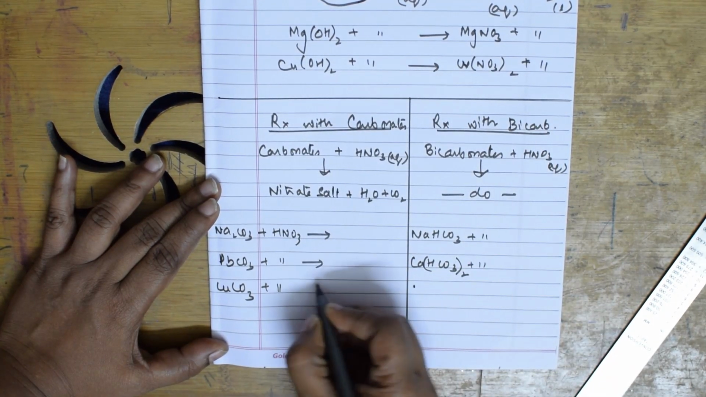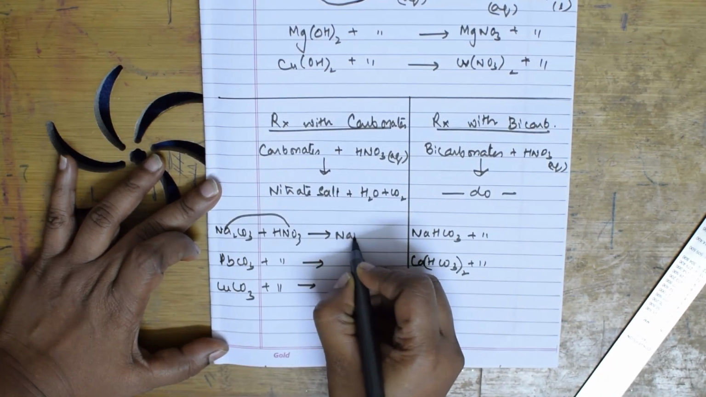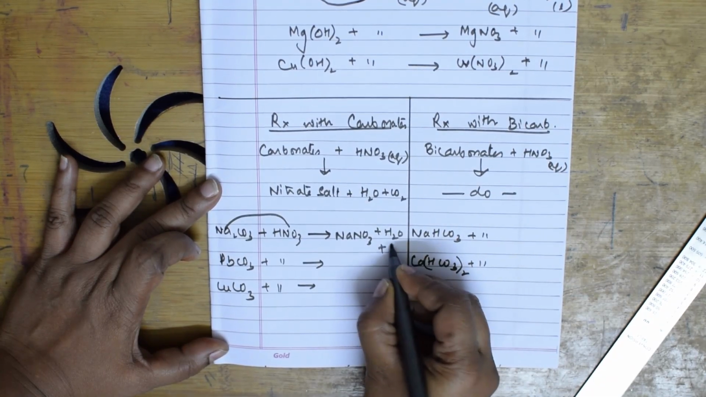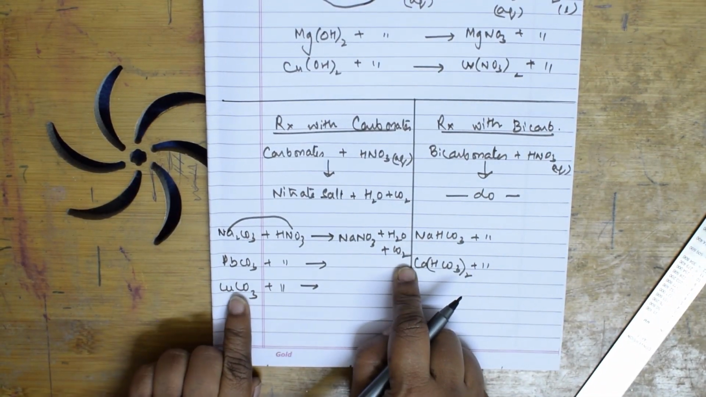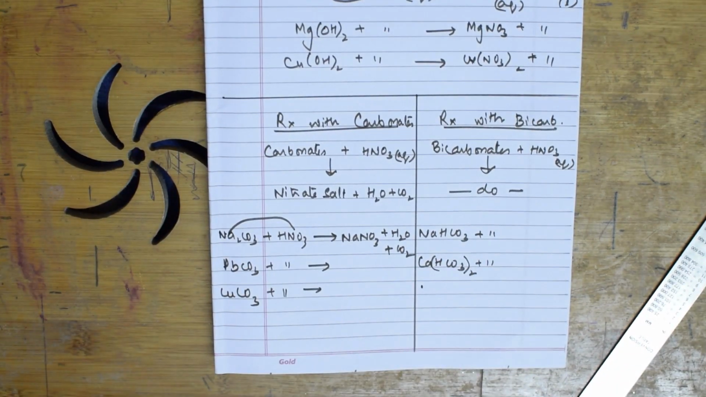What product do I get? As I told you, I'll be showing one. This is NaNO3, nitrate salt. Along with that, water. Along with that, carbon dioxide. Here same, students. Lead nitrate, water, carbon dioxide. Copper nitrate, water, carbon dioxide. Same with sodium bicarbonate also.